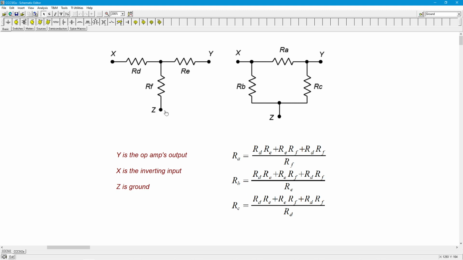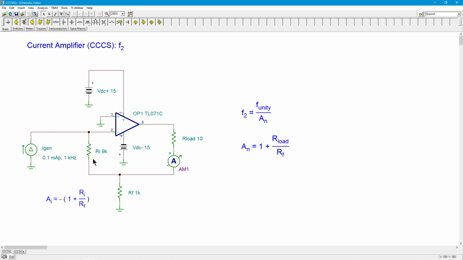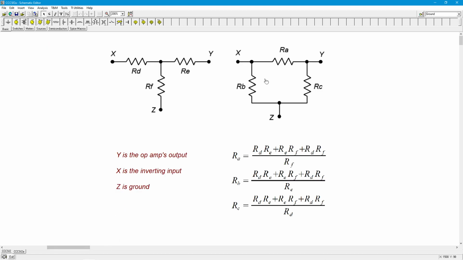Z is the system ground, and X is the inverting input. So let's go back to the circuit. You can verify this. Here are your 3 resistors. This is the Y, or the T. So: output of the op amp, ground, inverting input of the op amp. You take these 3 things and we do the conversion on it, and we get something that looks like this. So here's what's going to end up happening.